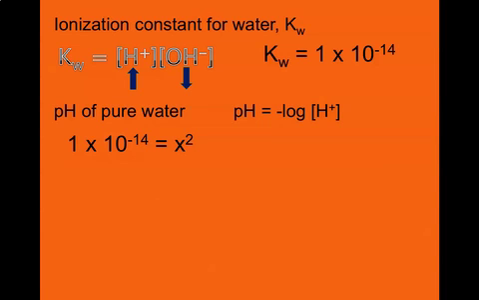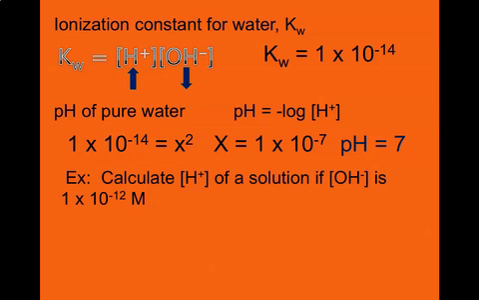So we just take the square root, and we get x is equal to 1 times 10 to the negative 7th. So that's going to be both the hydrogen concentration and the hydroxide concentration. So then if I want to find the pH, I take the negative log of 1 times 10 to the negative 7th, and that's going to give me a pH of 7, which is neutral, which is supposed to be pure water. Okay, let's look at a different type of problem with a different solution.